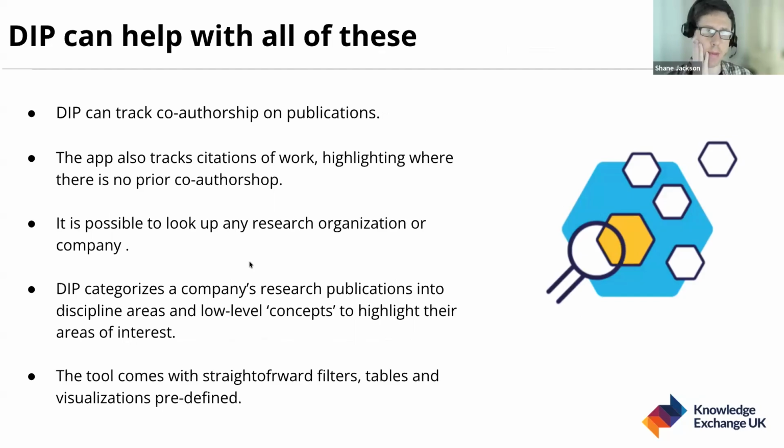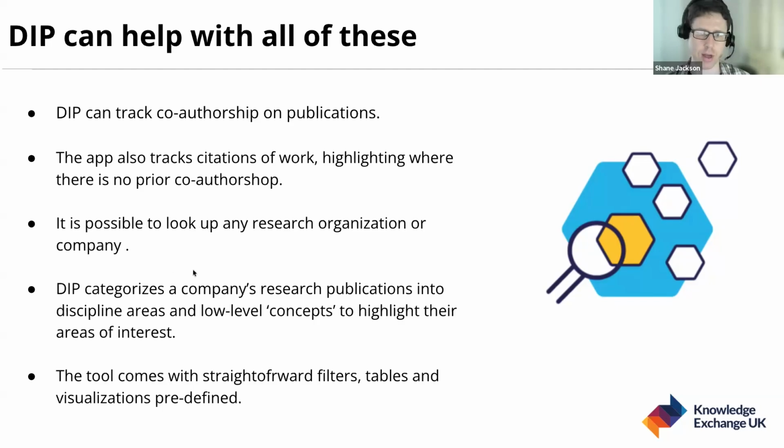So as I've alluded to, DIP, Dimensions Industry Partnerships, can help with all of these areas. It can track co-authorship on publications, but also it can track citations of work. So we can tell which papers or publications a university has produced which have been cited by industry, but we can also highlight where we can't find any pre-existing relationships. And I should say co-authorship there, not co-authorship shop. There's always one typo. It's also possible to look at any research organization or company you may be interested in working with.